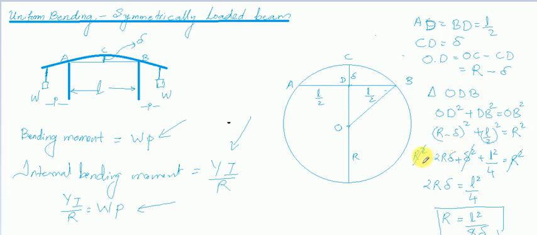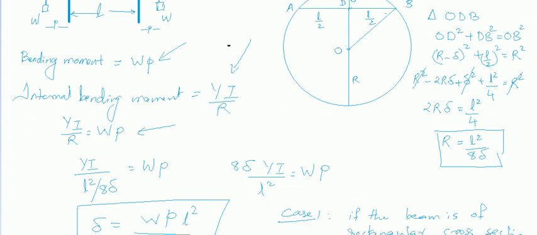Expanding this, R square minus 2 R delta plus delta square plus L square over 4 equal to R square. R square cancels, and delta is a very small quantity, therefore delta square can be neglected, so that is also removed. And finally, we get the expression for R equal to L square over 8 delta. I hope you understood this derivation part.